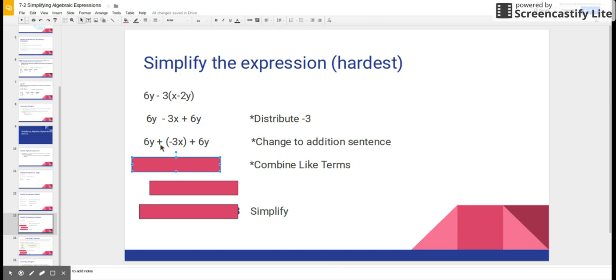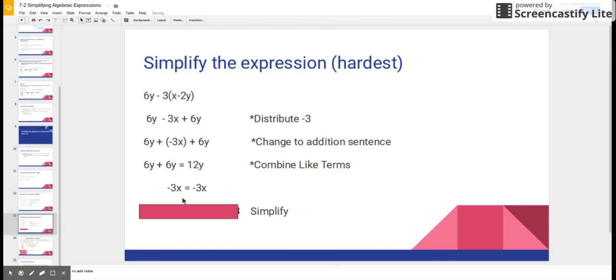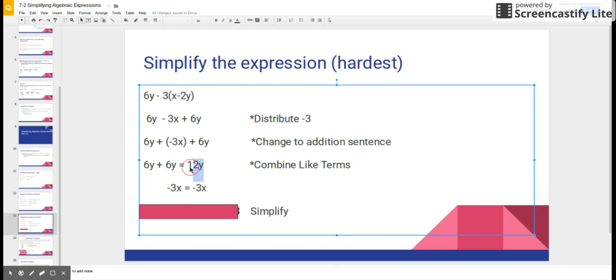Now I need to combine my like terms. What terms here have the same variable? Okay, well, y's are the same variables. Here I have 6y plus 6y. 6y plus 6y equals 12y. And then I'm just left over with that last term, the negative 3x. So now I'm just going to simplify this plus this.